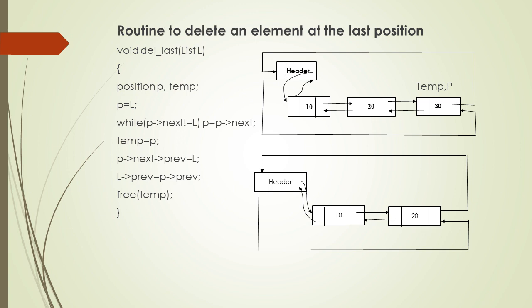Routine to delete an element at the last position. Void delete last, list L. Position P, comma temp. P is equal to L. While P next is not equal to L, P is equal to P next. Temp is equal to P, P previous next is equal to L. L previous is equal to P previous, free temp.